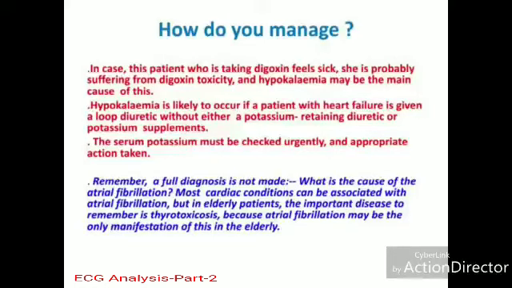Remember, a full diagnosis is not made. What is the cause of atrial fibrillation? Most cardiac conditions can be associated with atrial fibrillation, but in elderly patients, the important disease to remember is thyrotoxicosis, because atrial fibrillation may be the early manifestation of this in the elderly.